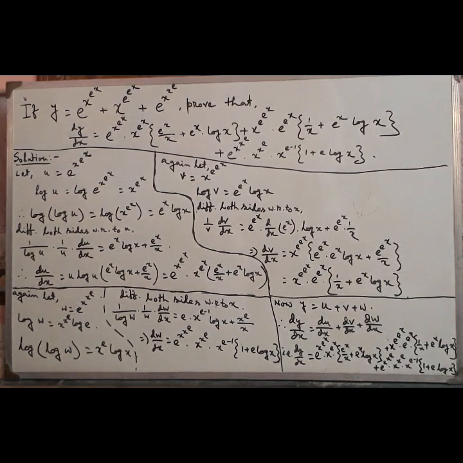The problem is given y is equal to e to the power x to the power e to the power x plus x to the power e to the power e to the power x plus e to the power x to the power x to the power e. Then we have to prove that the first order derivative of y with respect to x, that is dy dx, is equal to this expression we have to prove.